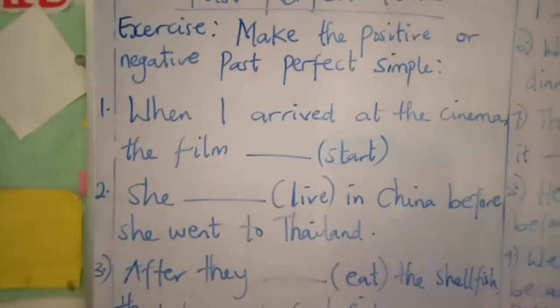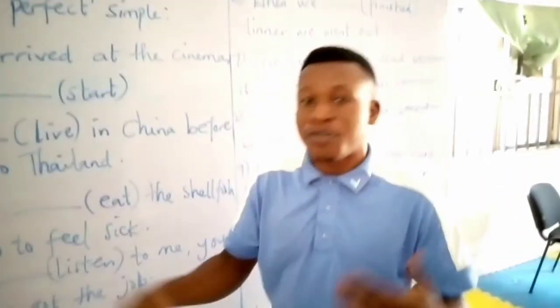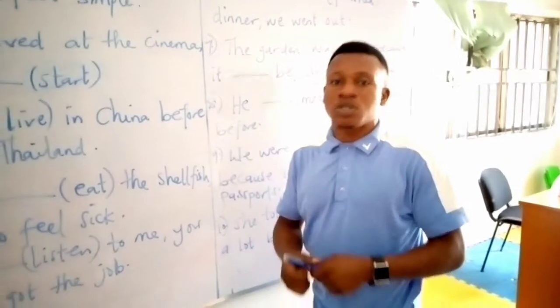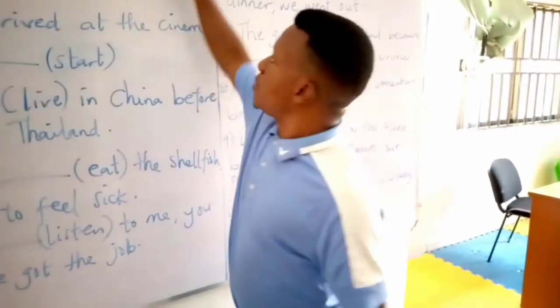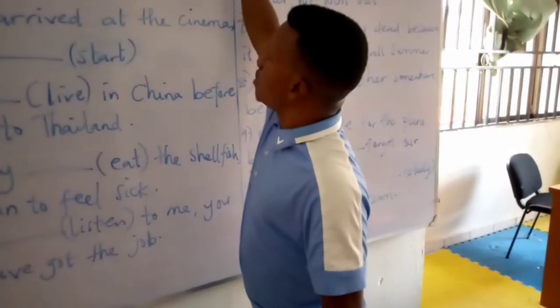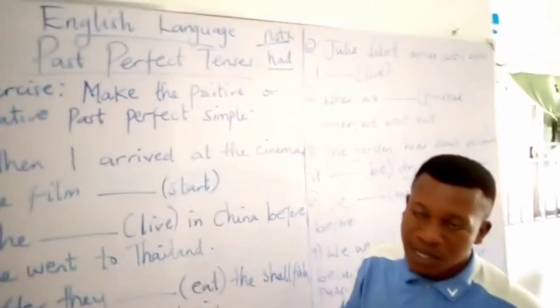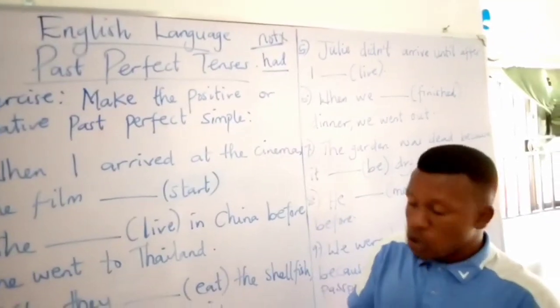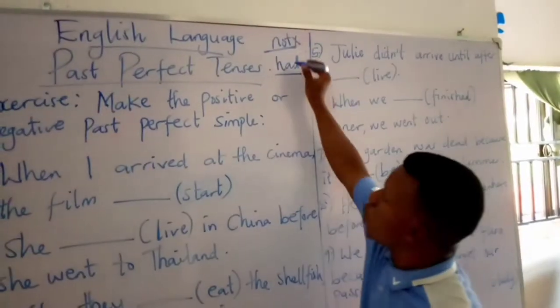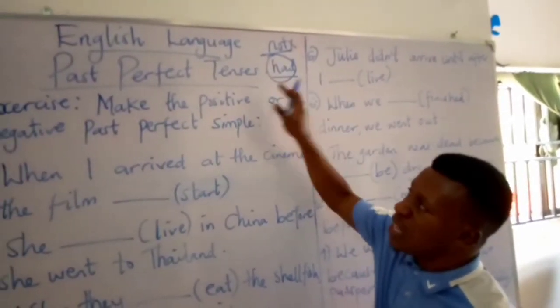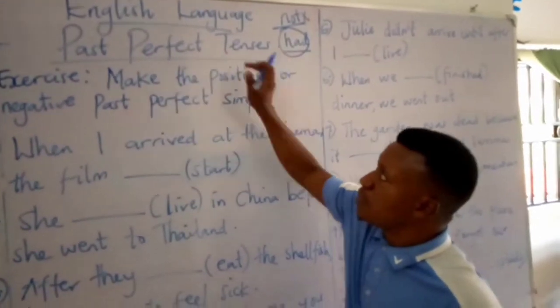And I told us last week that whenever we are constructing a sentence in the past perfect manner, we are going to be making use of the word had. Had is the past tense of the word have or has. So we are going to be making use of this word had. This shows that a sentence is written in the past perfect tense form.